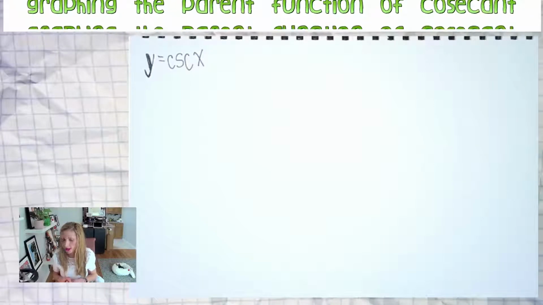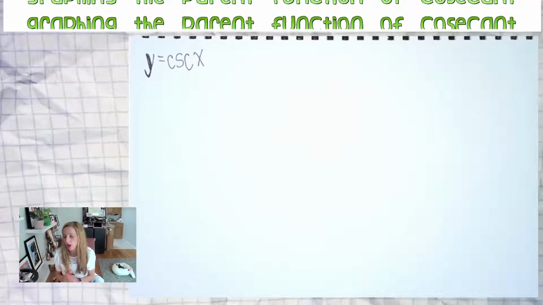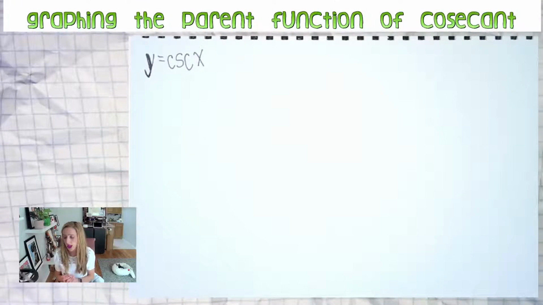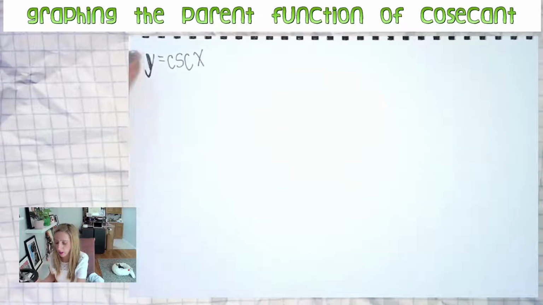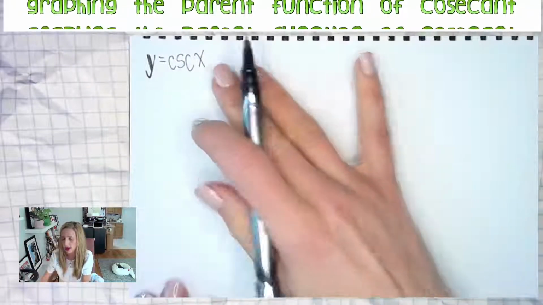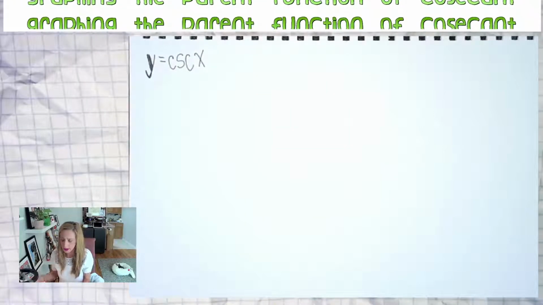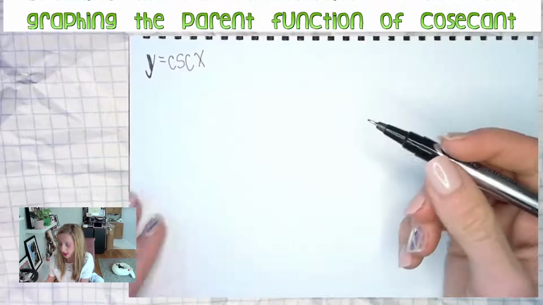Hi everybody, in this video we are going to introduce the graph of the parent function y equals cosecant x. Keep in mind y could always be written as f of x or whatever other variable, and instead of x we might use theta, but that will vary case by case and it's arbitrary, it doesn't make a big deal.